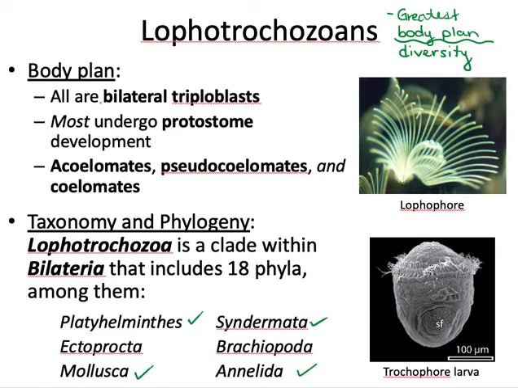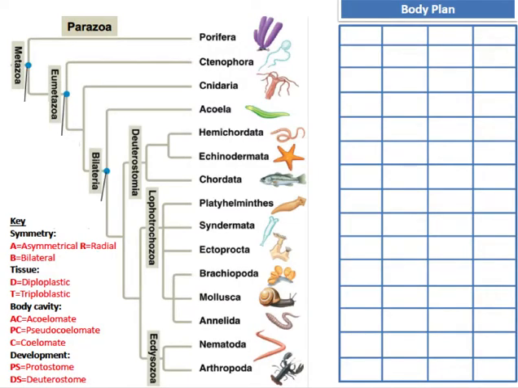So since all are bilateral triploblasts and protostomes, we can go back to our chart and fill in the information here. So in the clade Lophotrochozoa, actually, let's fill this in for all bilateral animals. Everything within this clade Bilateria is going to be a bilateral triploblast. And so everything all the way down will also be bilateral triploblasts.